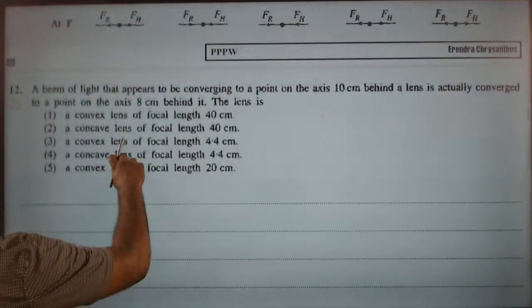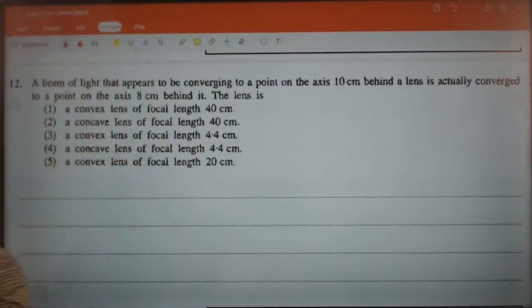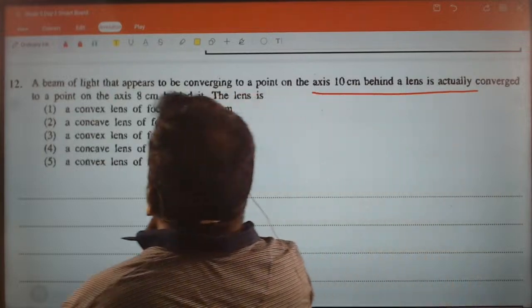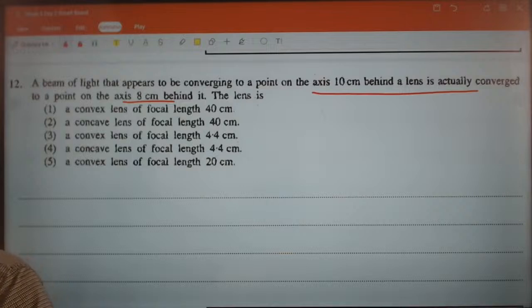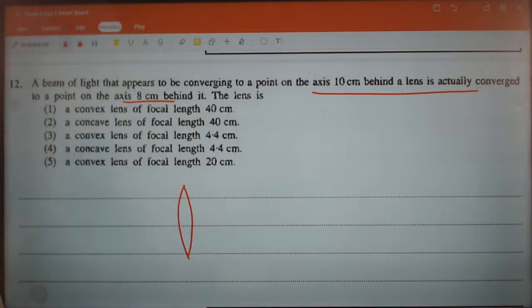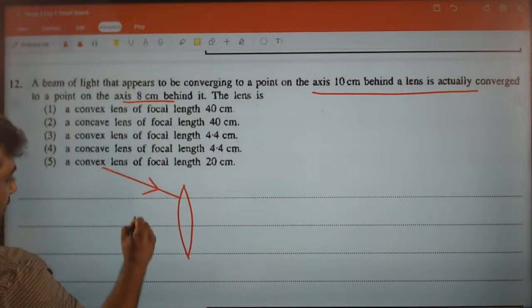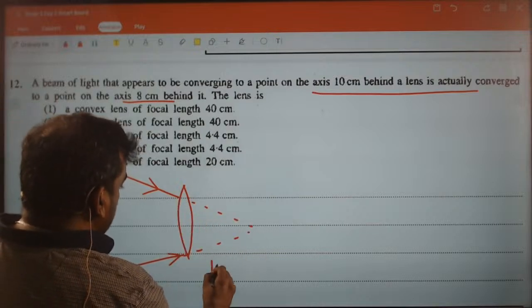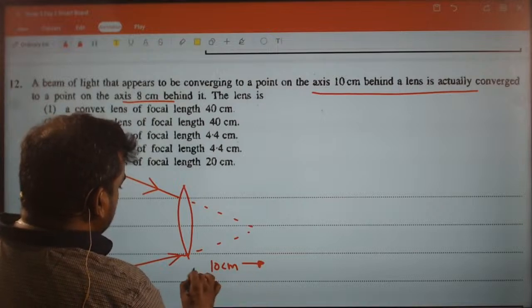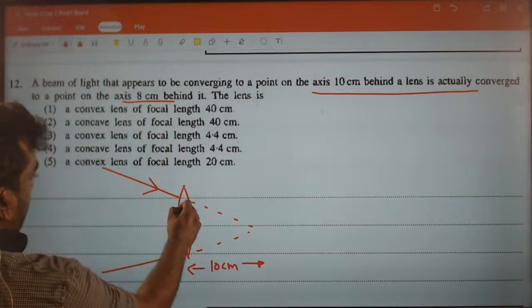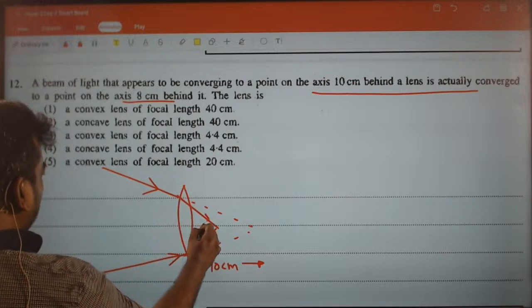Moving forward. A beam of light that appears to be converging at a point 10 centimeters behind the lens is actually converged to a point 8 centimeters behind it. What is the lens? Actual converging means a convex lens. So what's happening is this convergent light seems to converge 10 centimeters behind the lens, but it actually converges to 8 centimeters there.